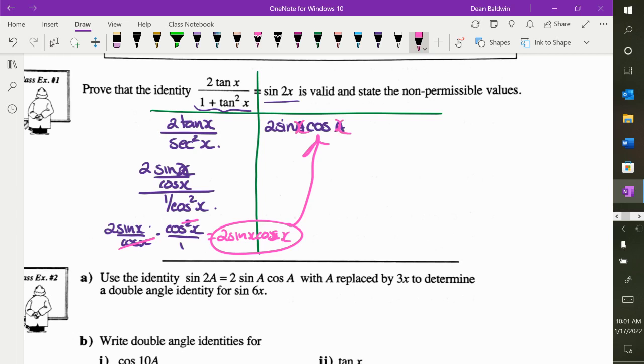Okay, so you're done. So if you see a double angle, get rid of it. It's your first step. Get rid of it. It's a no-brainer. Okay?